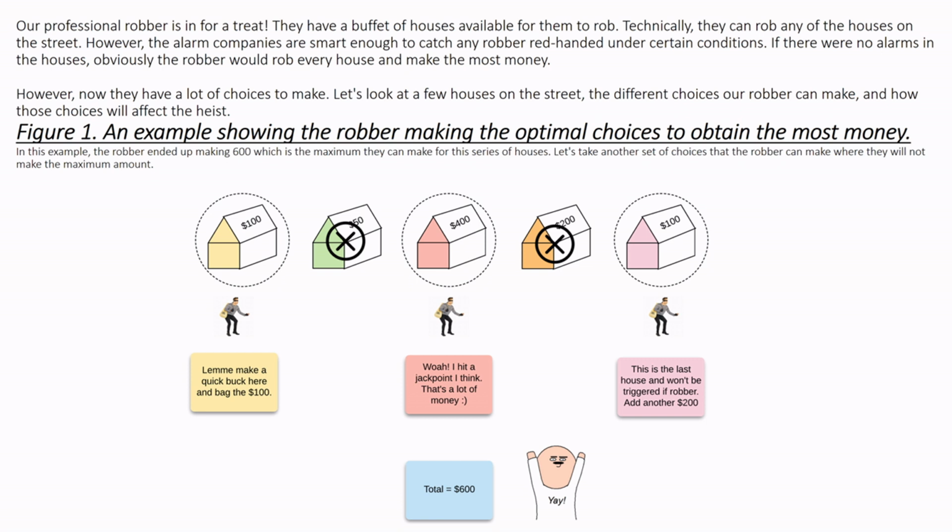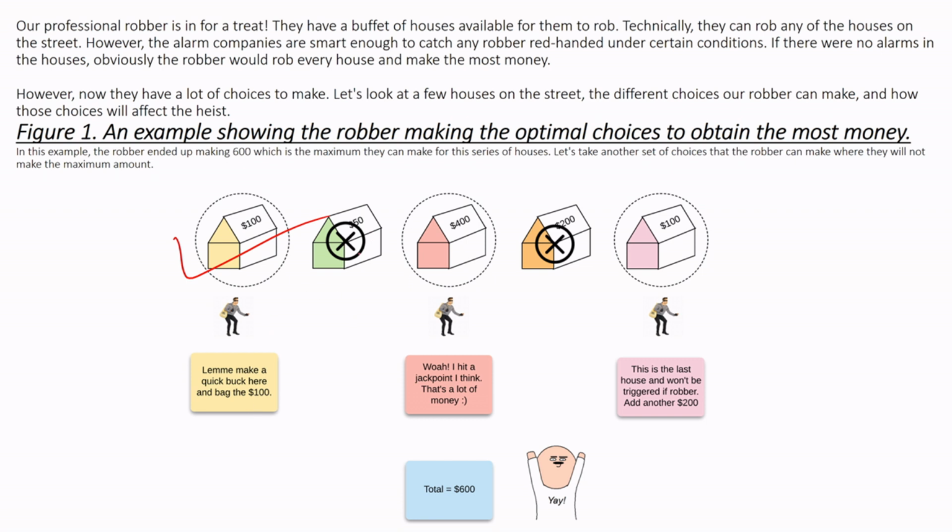Okay, so figure 1 is an example showing the robber making the optimal choices to obtain the most money. In this example, the robber ended up making 600, which is the maximum they can make for this series of houses. Let's take another set of choices where the robber will not make the maximum amount. In this example, he has started from this house, and he has got 100.